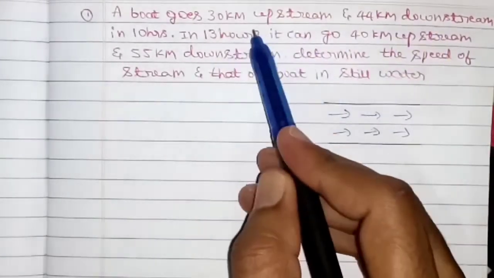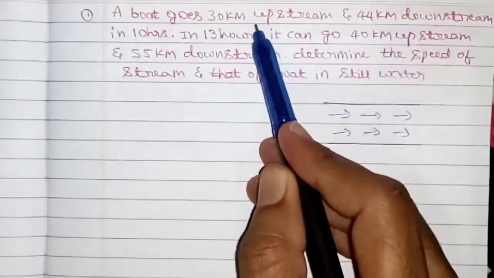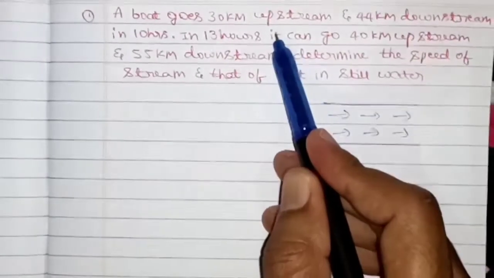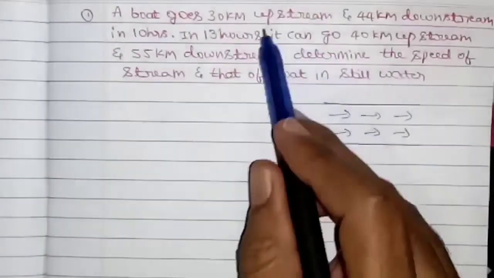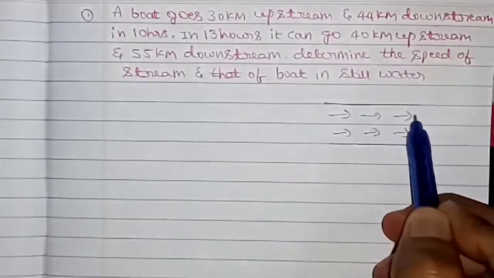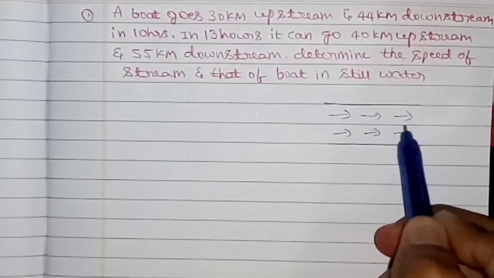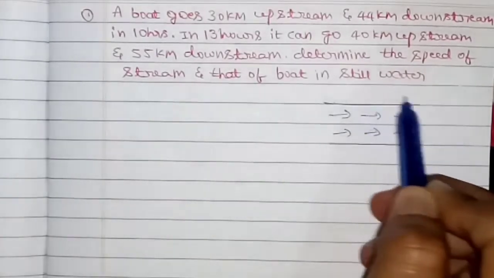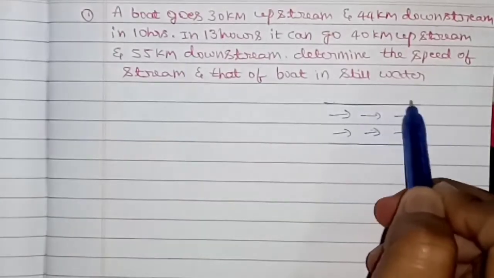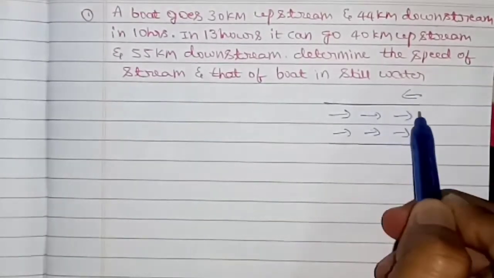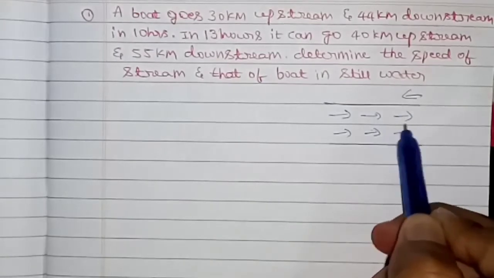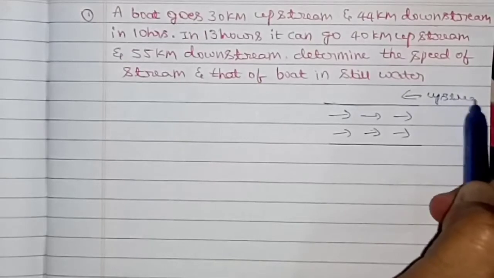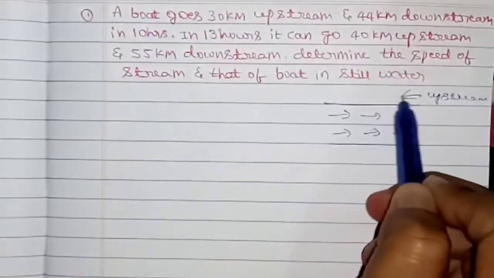Now you need to understand these two words, upstream and downstream. What is the meaning of upstream and downstream? Upstream means if the boat goes in the river in the opposite direction to which the river flows, that is called upstream. Nothing but from here to here, like this.